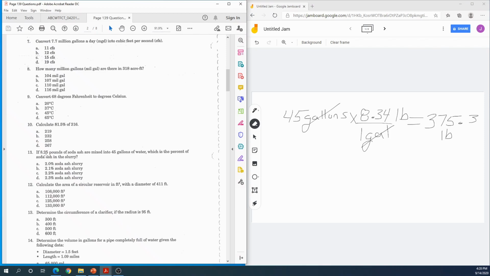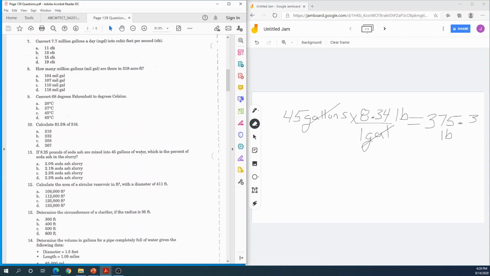So we know we have 8.25 pounds of soda ash mixed into 45 gallons, which is 375.3 pounds of water. What is the percent of soda ash in the slurry? So when we talk about the percent of soda ash in the slurry, the key word is there, in the slurry. So that's going to be the combination of soda ash and water.